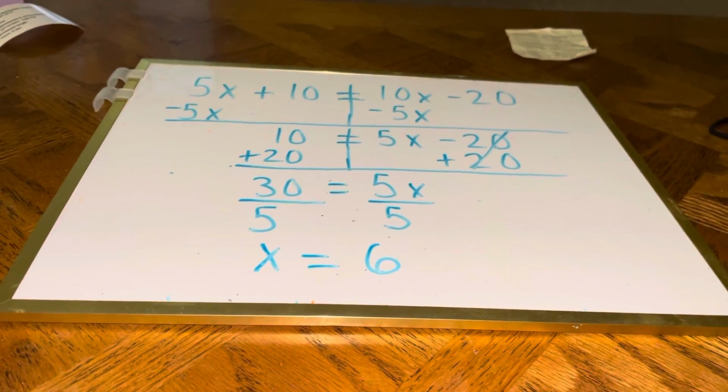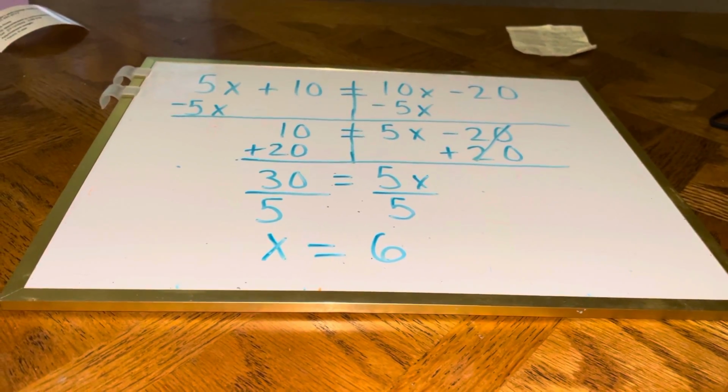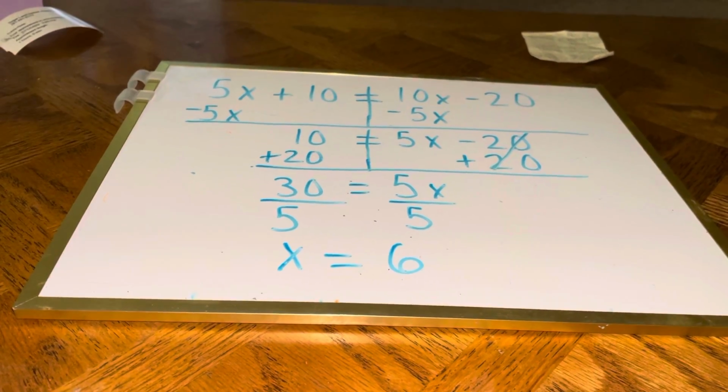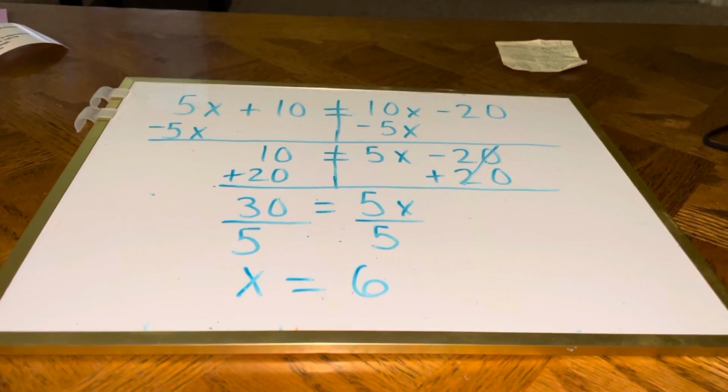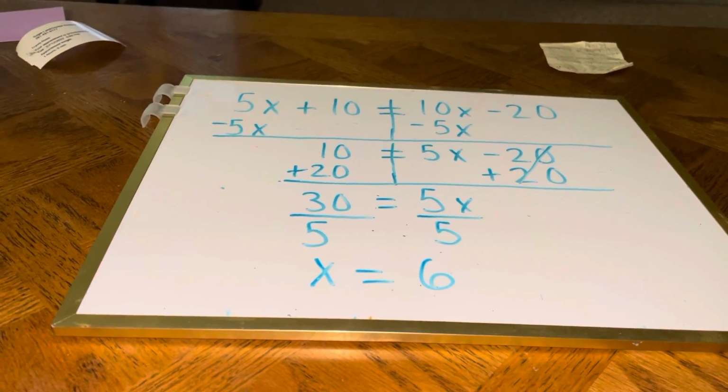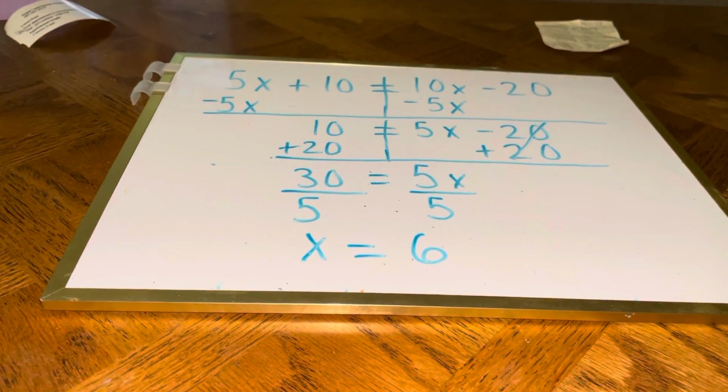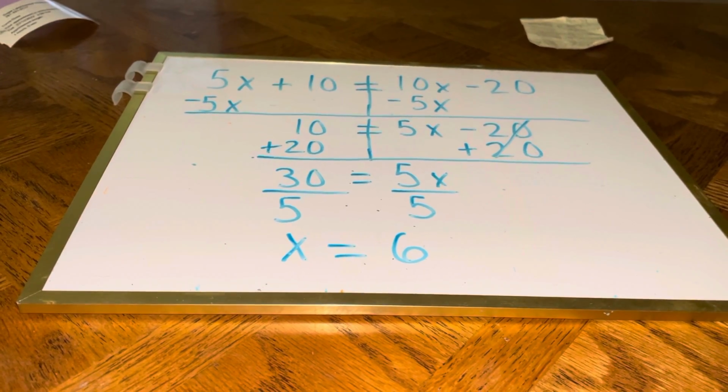Now you're probably wondering, why did I treat that minus 20 as a negative? Because that operation, in this context, we have to treat as a negative. And then when I do 10 plus 20, I get 30. And then I have 30 equals 5x.